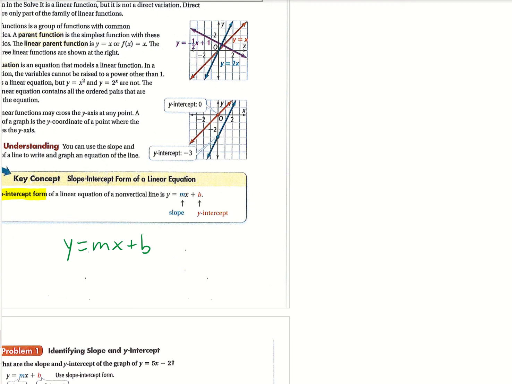So if you look at this, we've got two main parts other than the y and the x, which don't change. The two things that are going to change are your m, which is always going to equal slope, just like we talked about with direct variation. And then the new part is your b, and b just means your y-intercept.